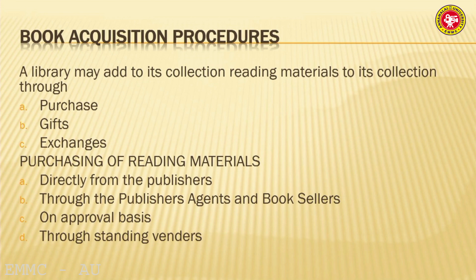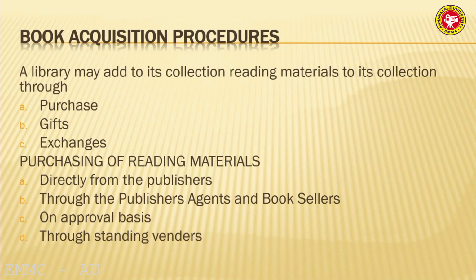So, purchasing of reading material. What is purchasing of reading material? In purchasing, we pay the amount, the money, and then we procure the material. That is what we call purchasing of reading material. It may be further divided into four types. One is directly from the publisher, then through the publisher's agent or bookseller, then the third one is on approval basis, and the fourth one is through a standing vendor. Now, what does directly from the publisher mean?